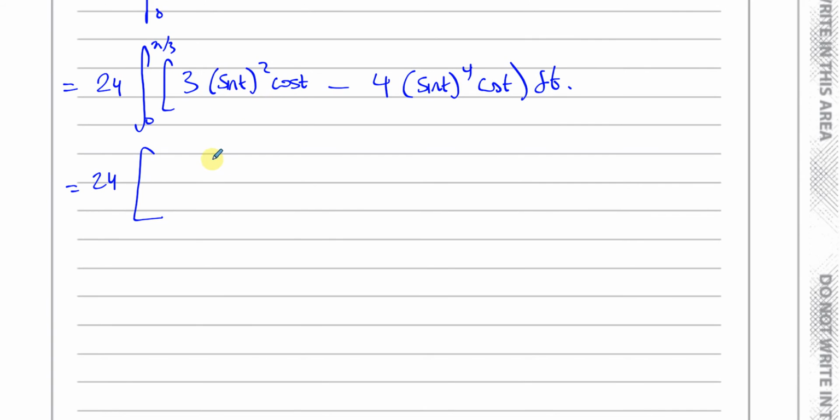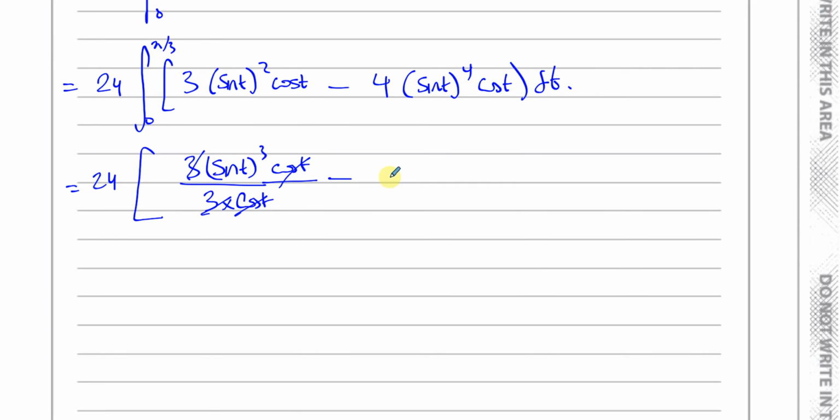So now this is going to become 3 times, to integrate you add 1 to the power, so you have sine t cubed over 3, and I've got the cosine t already outside, over the new power, which is 3, times the differential of sine t, which is cosine t. And you can see they cancel out.